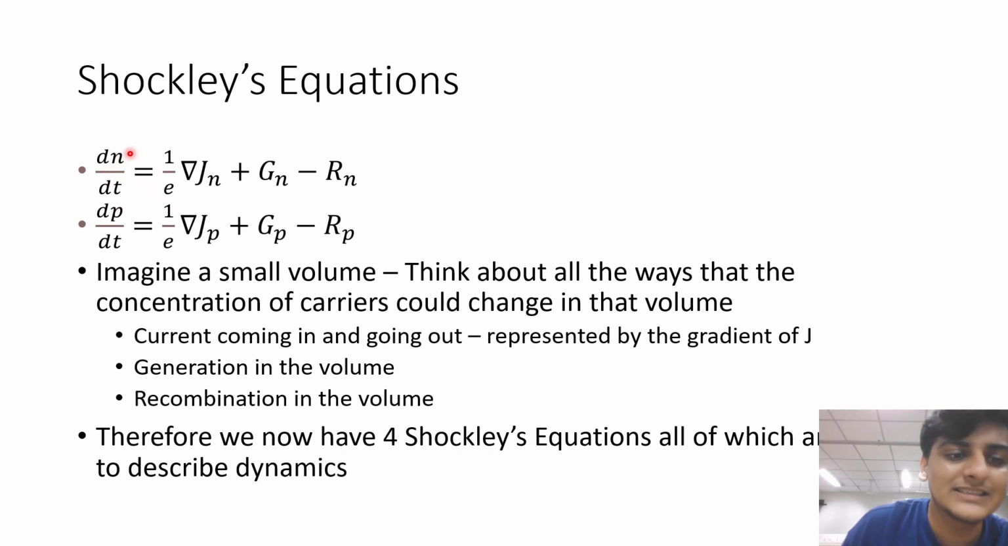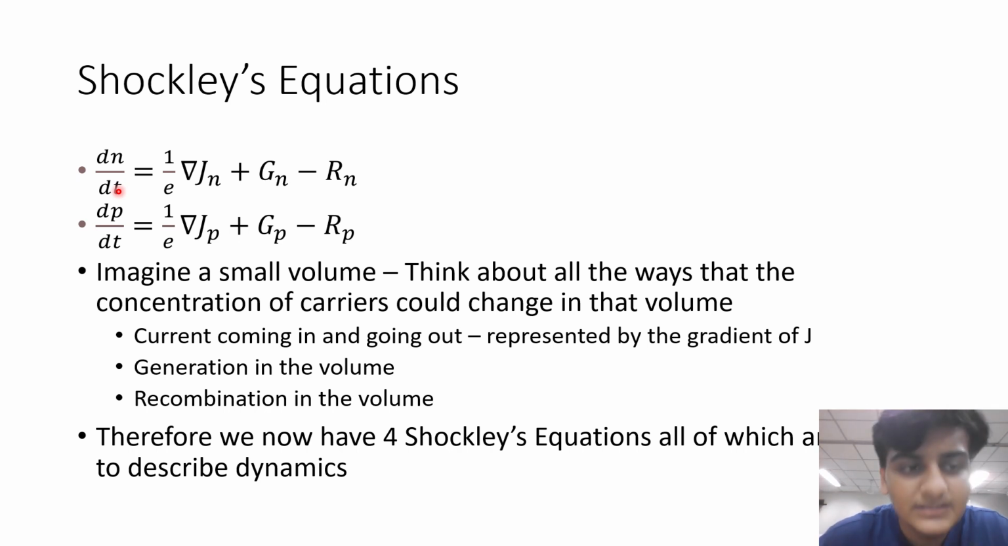The first term represents dn/dt. Remember that n is the number of electrons per unit volume. So just imagine a unit volume in a semiconductor. You have electrons in this volume. Now with respect to time, how are the electrons changing? The number of electrons in this given unit volume, how are they changing?